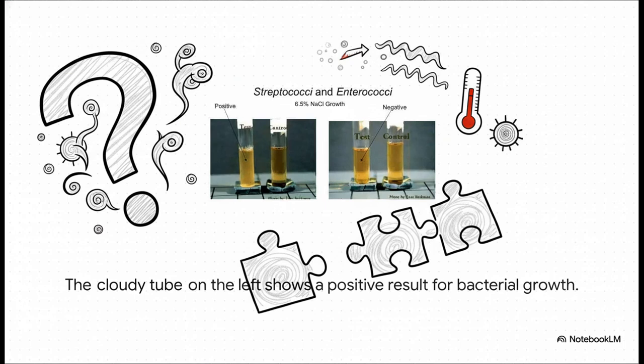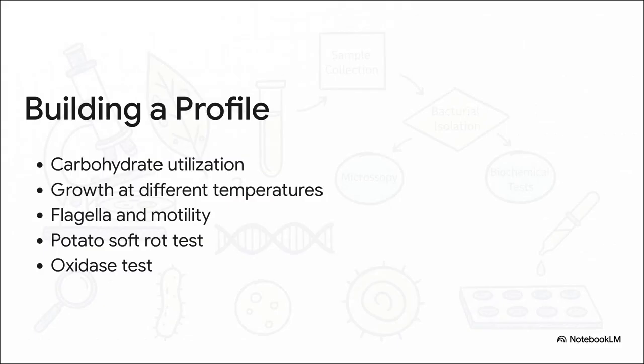Can the suspect grow in high salt? What about at different temperatures? In this test, the cloudy tube on the left, that's called turbidity, shows positive growth. The clear tube on the right is negative. Every single result is another piece of the puzzle. And there's a whole battery of tests that builds the suspect's profile. Can it use certain sugars for food? How does it move around? Does it have flagella? Can it cause rot in just a simple slice of potato? Every single test reveals another key characteristic, helping us build its unique identity.